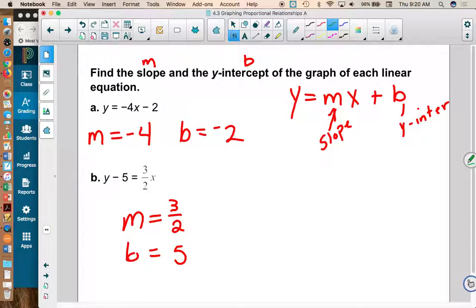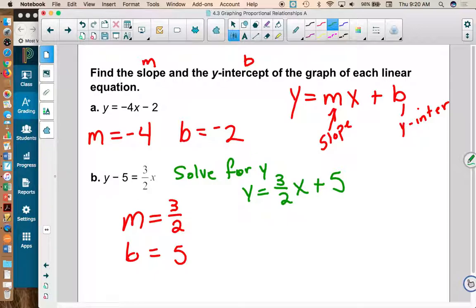So she says, on this one here, you've got to solve for y. And so y equals 3 halves x plus 5. You had to solve for y first. Okay? Which is why we've been doing solving for different things. It's the same thing. We're using it here now with this.